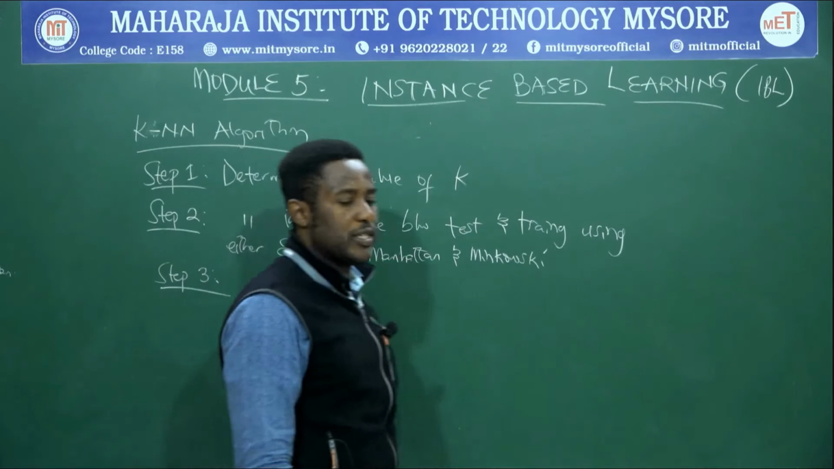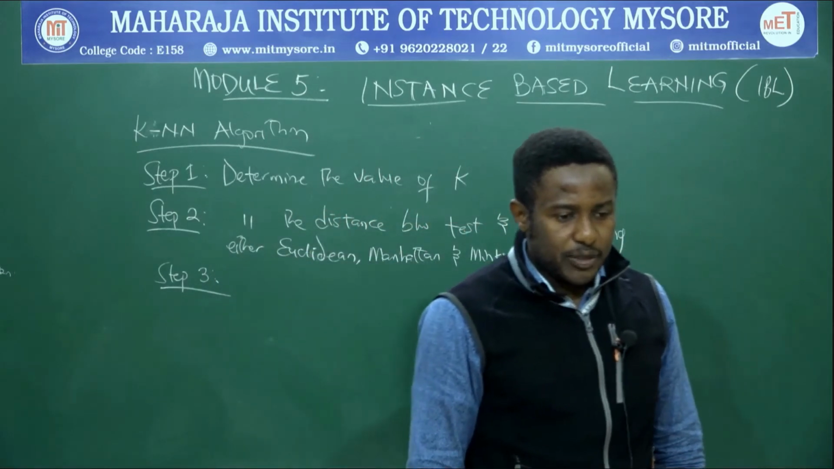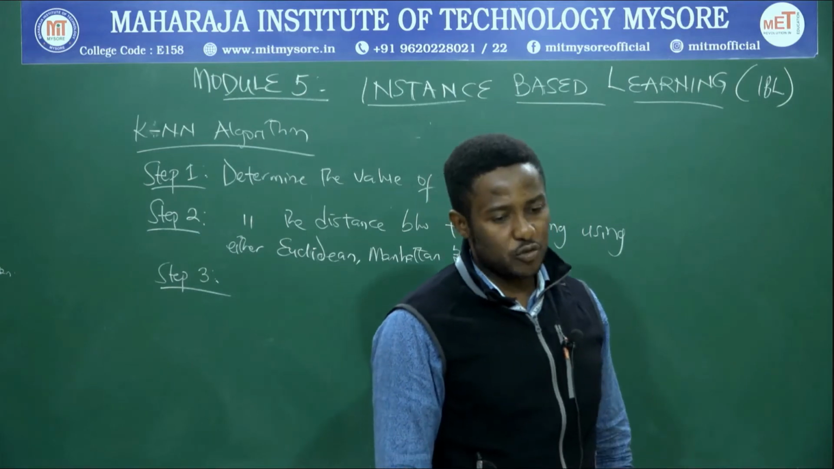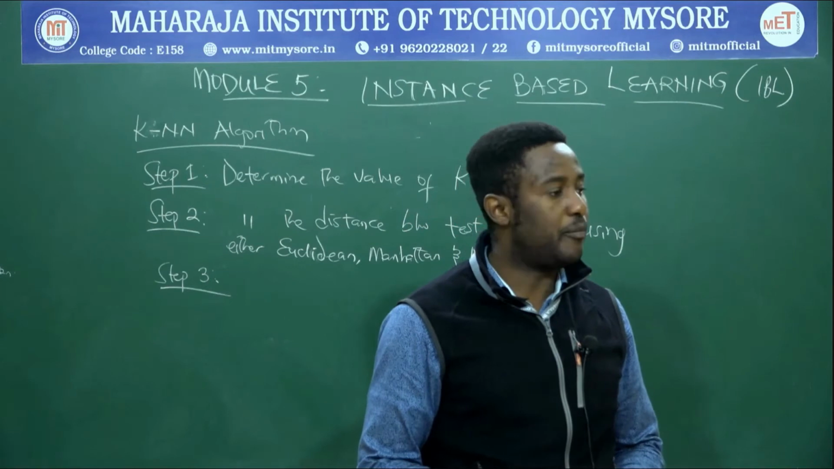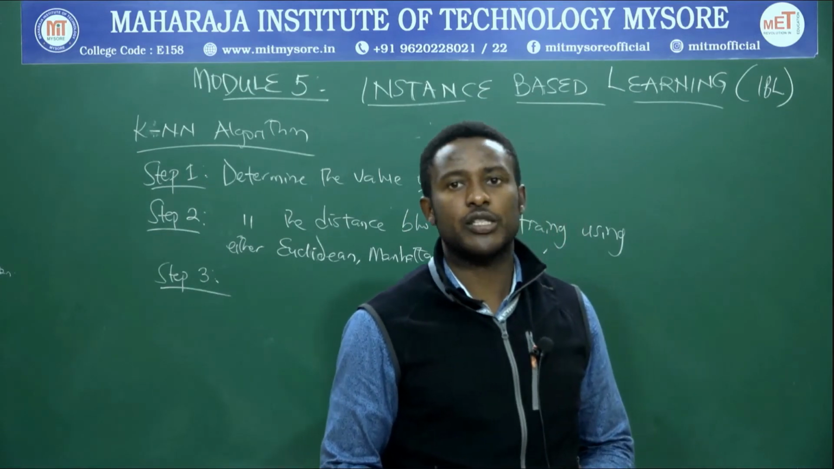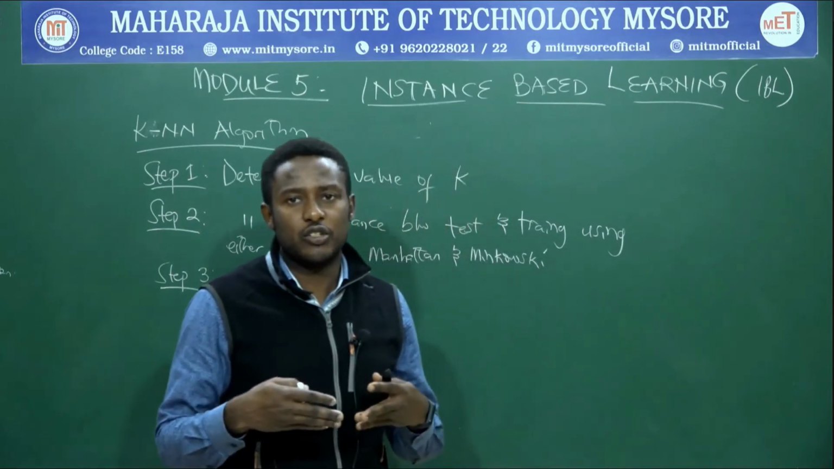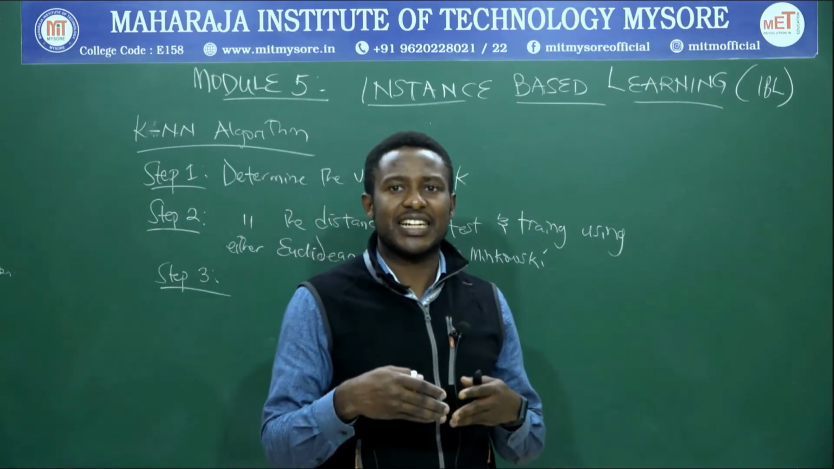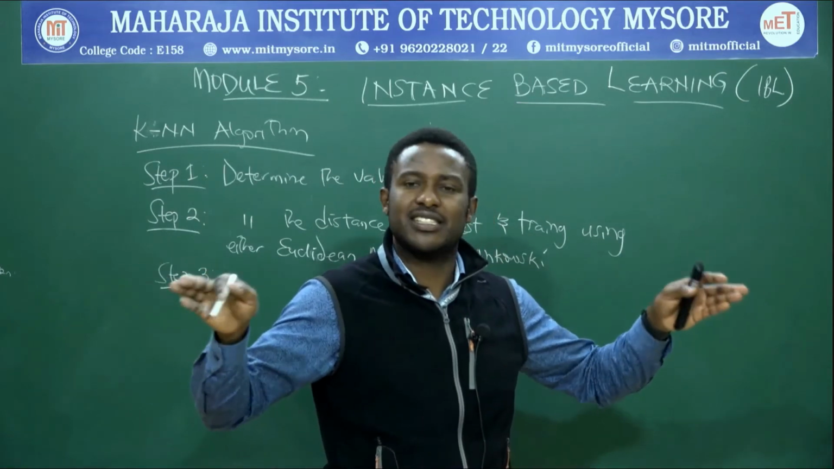Right? So in step 3, what do you do? You sort the distance and determine the K nearest neighbor based on what? Minimum value. So the essence of this is to minimize the intra-class distance and maximize the inter-class distance.